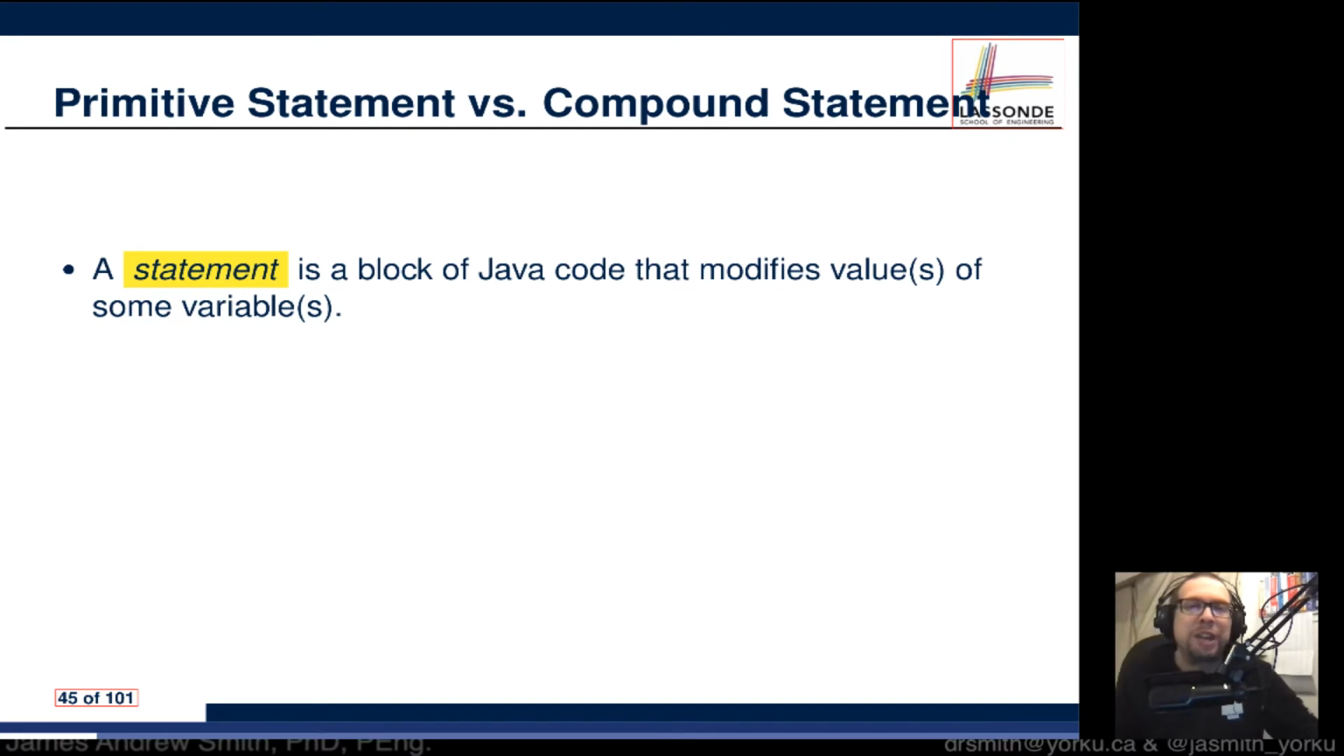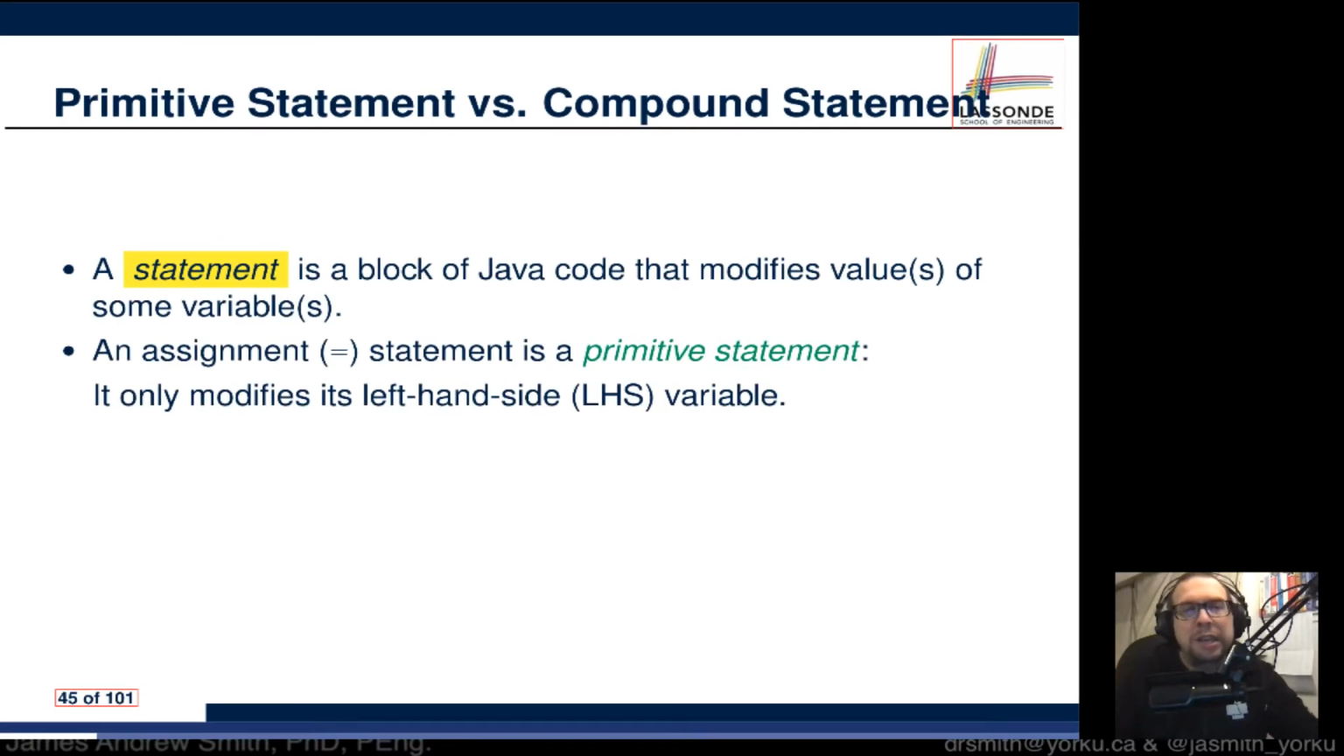A statement is a block of Java code that modifies values of some variables. Basically it's the building blocks of what we use in programming. An assignment, that single equal sign that we often see, is a primitive statement. It's a really simple little construction block. It only modifies the left-hand side, so the variable found on the left-hand side, based on whatever's going on the right-hand side of the assignment operator.